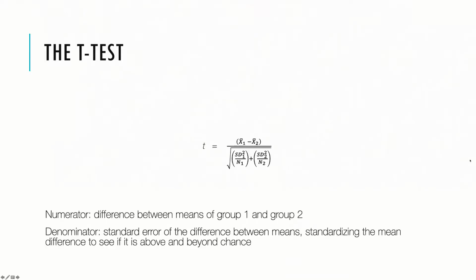All right, here's the calculation for a t-test, right? The numerator is the difference between means of group 1 and group 2. The denominator is the difference within group, right? Variability within group. The standard error of the difference between group means, standardizing the mean difference for between groups.